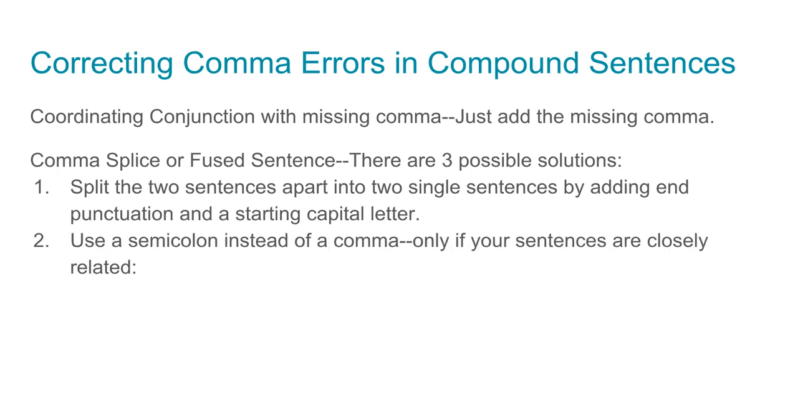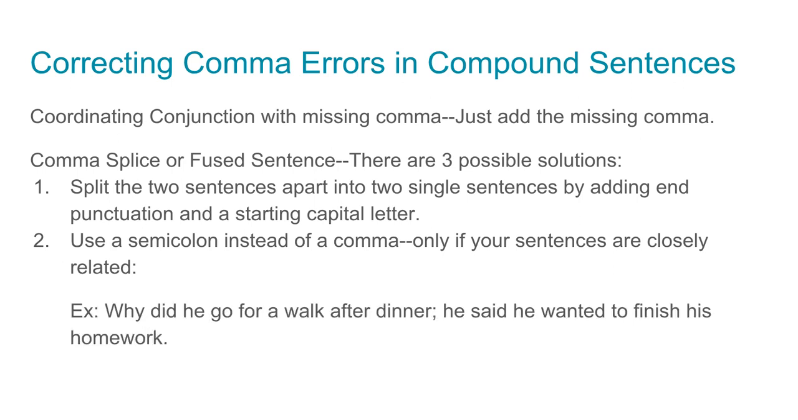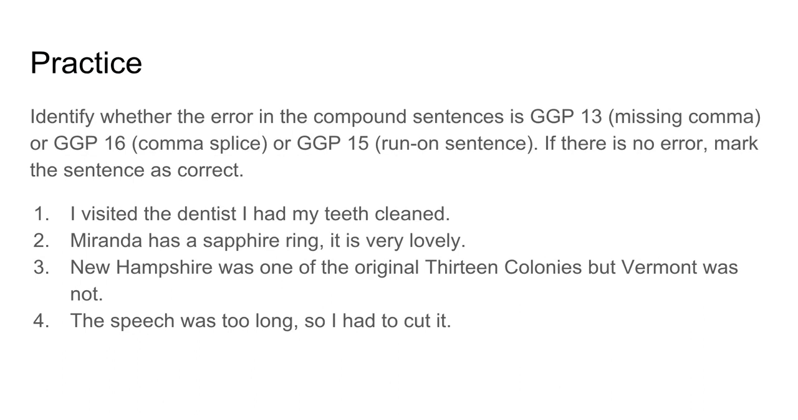You could also use a semicolon instead of a comma, but only if your sentences are closely related, like, why did he go for a walk after dinner? He said he wanted to finish his homework. These two sentences have to do with the reason that they are skeptical about why he went for a walk and what he did and said, so you could use a semicolon to join them correctly. And of course, you could add a coordinating conjunction with a comma to join the two sentences. Using these three solutions alternatively helps you keep variety in your sentence structure. So pause and put all of this in your notes.